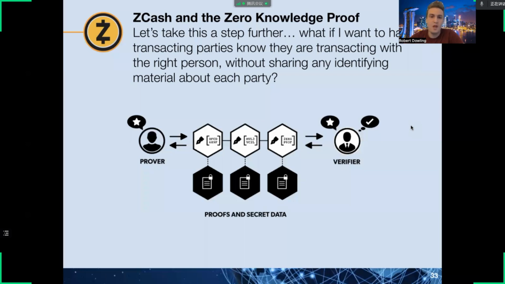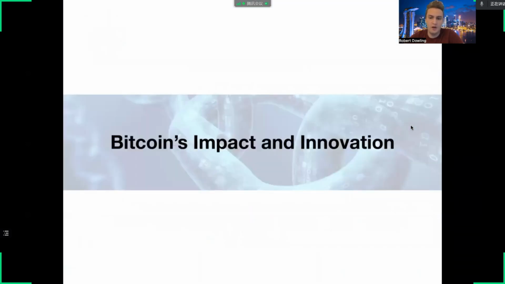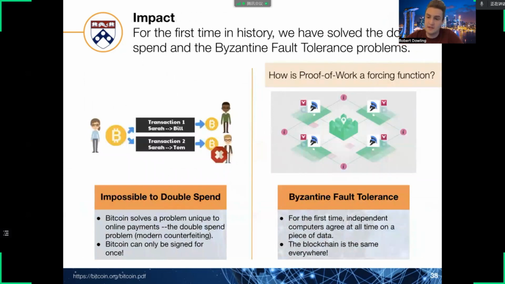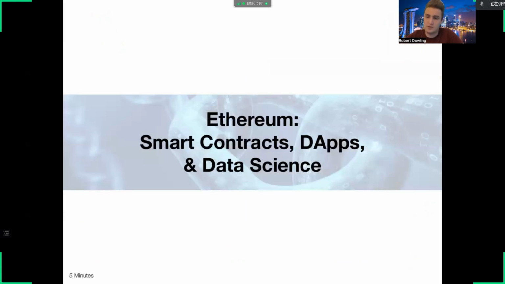Okay, I want to move on here. What is Bitcoin's impact? Well, more or less we have two technological impacts. First is we solved the double spend problem, which is very important. And we have the Byzantine fault tolerance system. So these are two very interesting technological consequences. And then, of course, you have the financial consequence we just talked about.